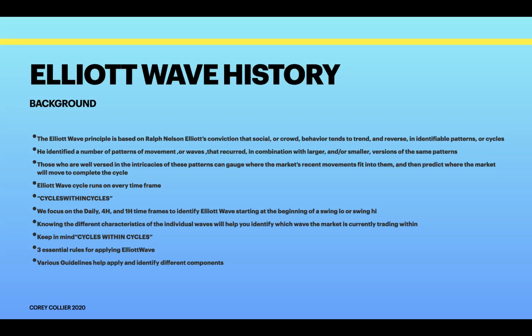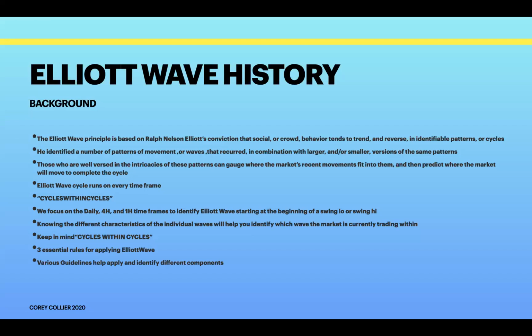Those who are well versed in the intricacies of these patterns can gauge where the market's recent movements fit into them, and then predict where the market move will complete the cycle. Elliott cycles run on every time frame, and because it runs on every time frame, that's what gives us the cycles within cycles. We focus mainly on the daily, 4-hour, and the 1-hour time frames to identify our Elliott waves, starting at the beginning of a swing low or a swing high. So those are our structure charts, right? And that's why we start on those charts, okay?